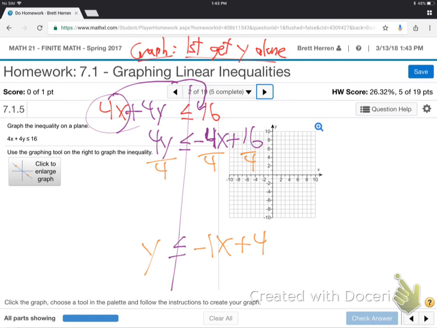Go ahead and make a little graph for yourself over here on the side. Can you do a quick little graph? Let me give you a second, now that we got y alone. Do the graph, find the two dots, connect the dots, make a line, and then shade one side or the other. I'll give you a second on that.